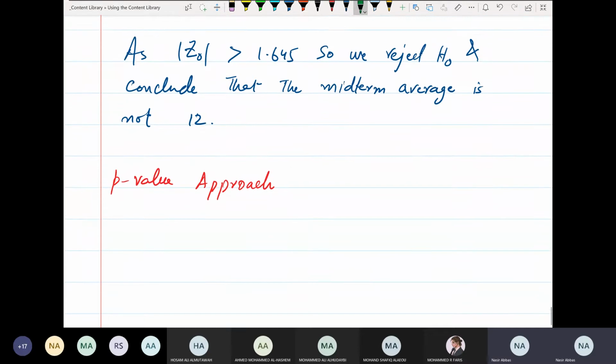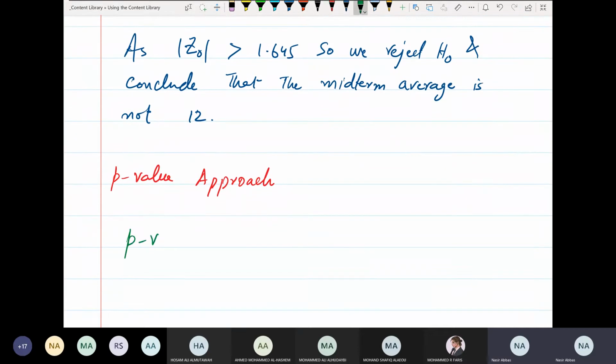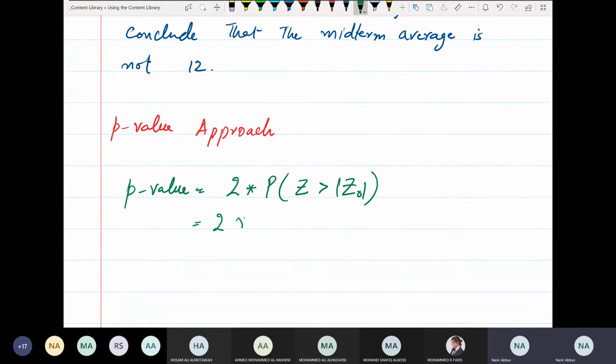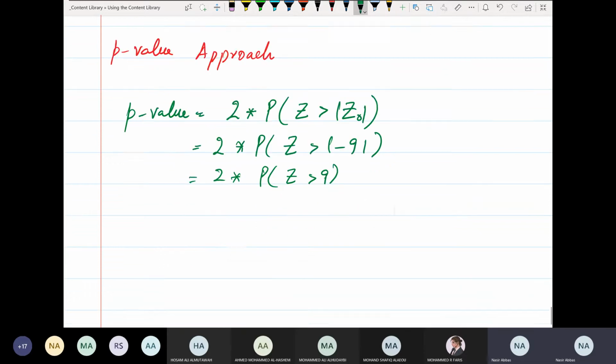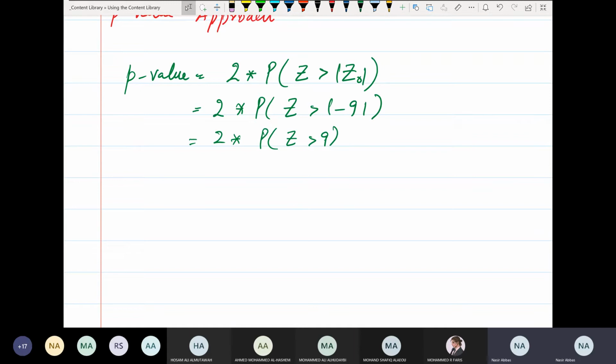If you are using the p-value approach, you will calculate the p-value first, and the p-value, for a two-sided hypothesis, is 2 times the probability of z more than |z naught|. So you put the value of z naught: it is 2 times the probability of z more than |-9|. This is going to be 2 times the probability of z more than 9. Now the z table is not available in more-than form, it is available in less-than form. So you'll convert to less than, so it will be 2 times 1 minus the probability of z less than 9.